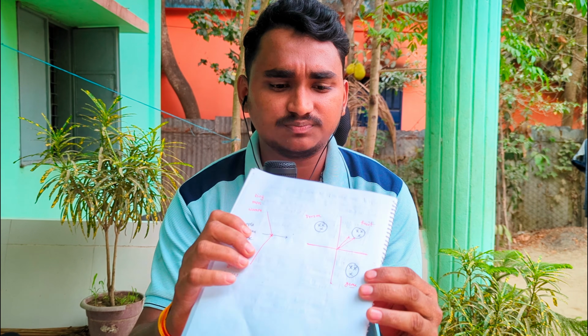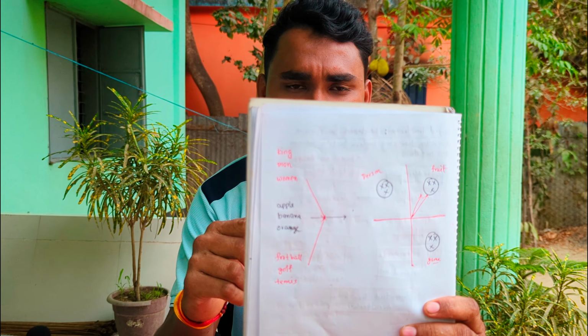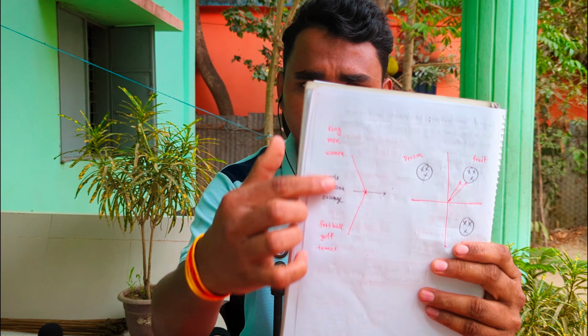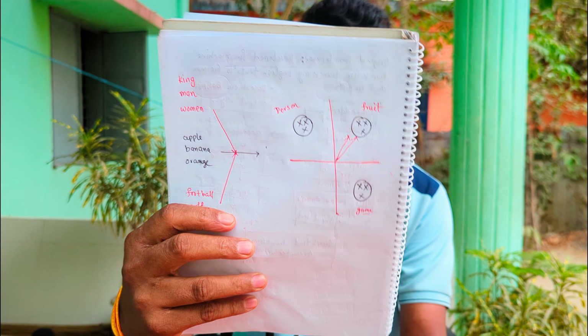Now what is the encoder? What is the vector embedding? Let's say I have one example that you can see. It has king and man, woman, apple, banana, orange, as well as football, golf and tennis. King and man go inside a cluster of persons, apple, banana and orange go to the cluster of fruit, and football, golf and tennis go inside the cluster of games, right? That means it tries to convert them into clusters because it uses a mechanism called self attention.